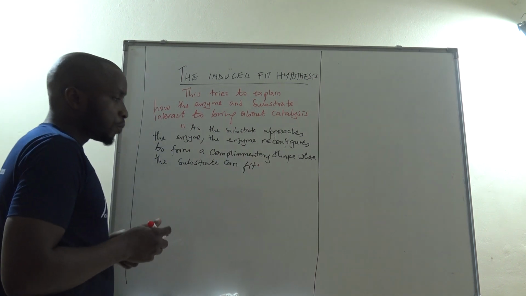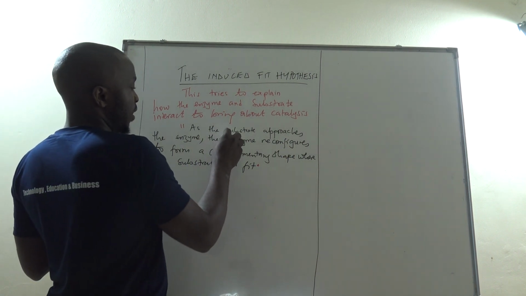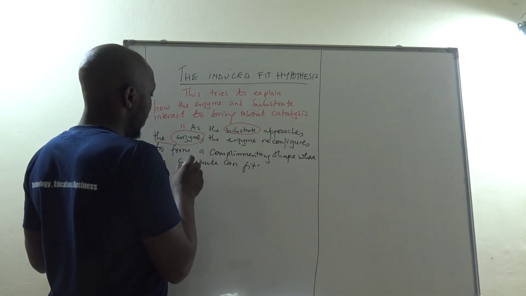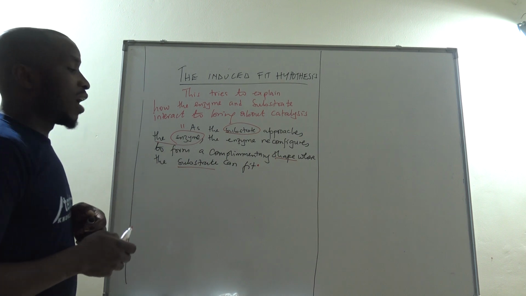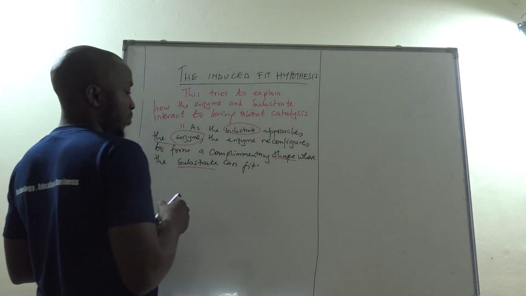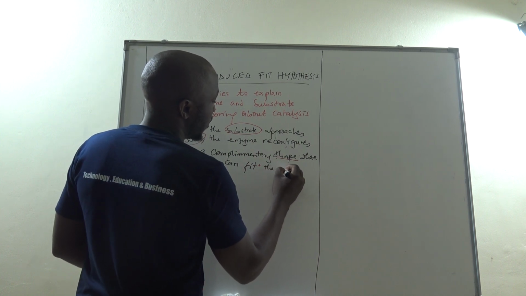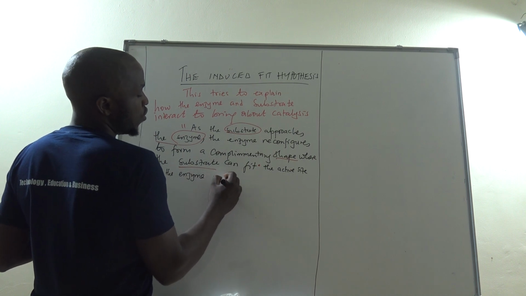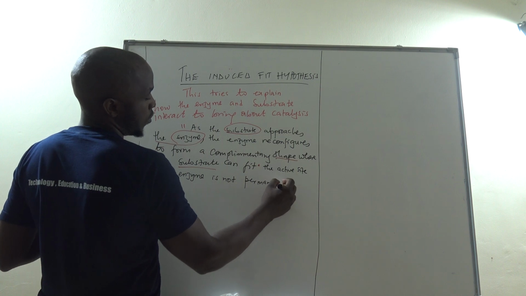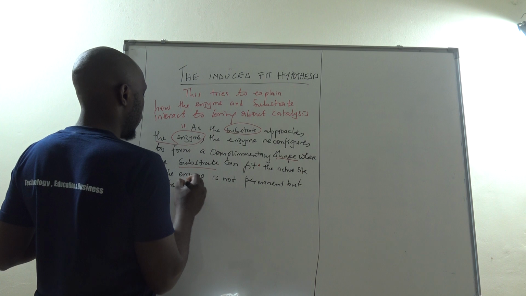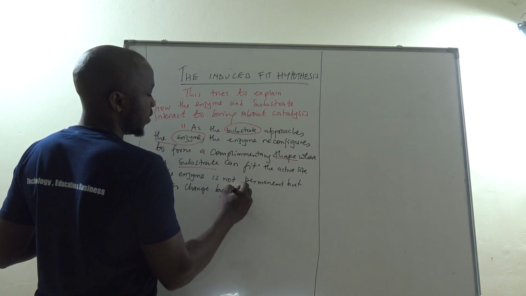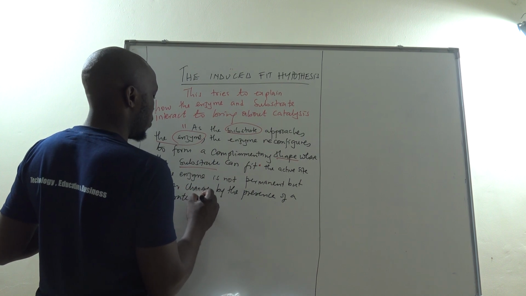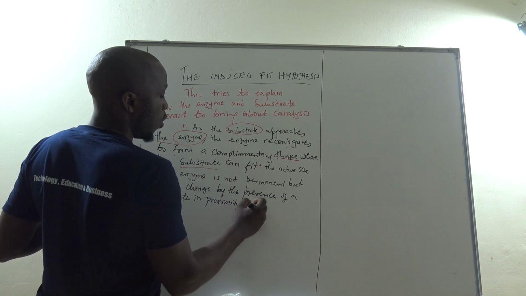Let's finalize this statement. It means that it is a substrate that brings about changes in the enzyme such that the shape of the substrate can fit. So meaning that the active site of the enzyme is not permanent, but rather changed by the presence of a substrate in proximity or in touch.